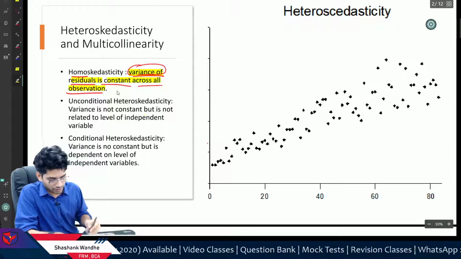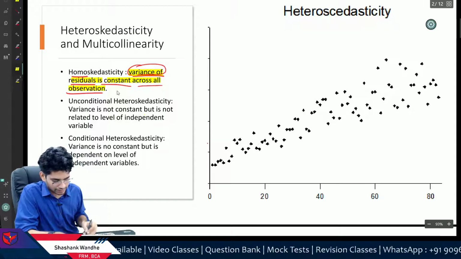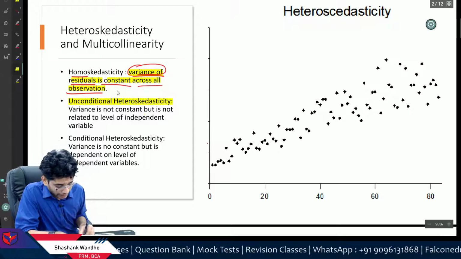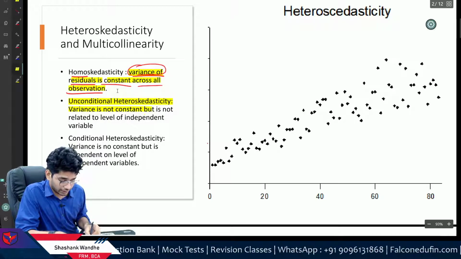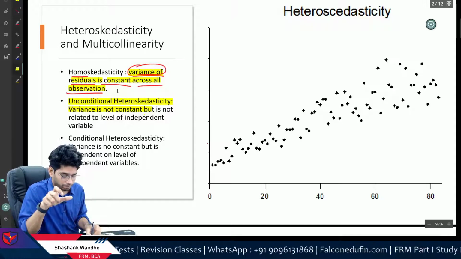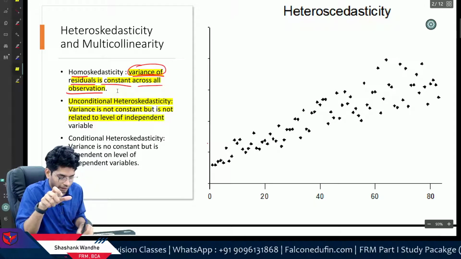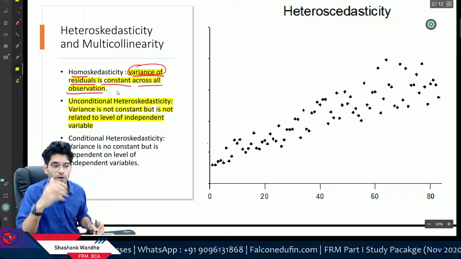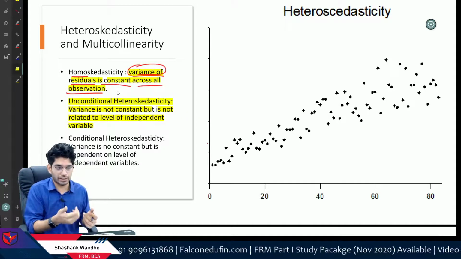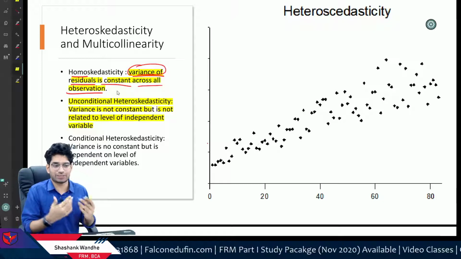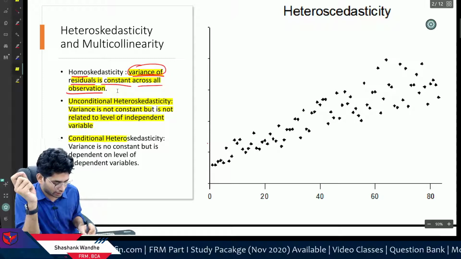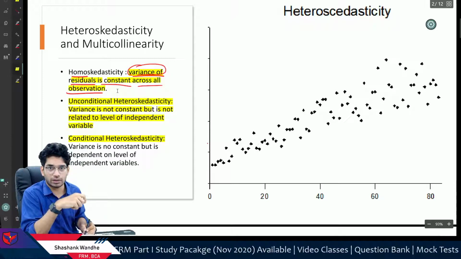Okay, so the first part was relating to the homoskedasticity. Now next is the heteroskedasticity. The first is the unconditional heteroskedasticity. The variance is not constant. That is, as we saw in the diagram, it is not constant, but it is not related to the level of the independent variable. So the level of observation is not affecting your residuals' variance. It is changing, it is heteroskedastic, but in its own way. Then there is a conditional heteroskedasticity, which is the problem for our model.